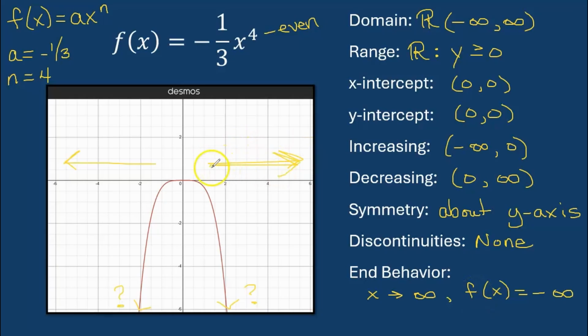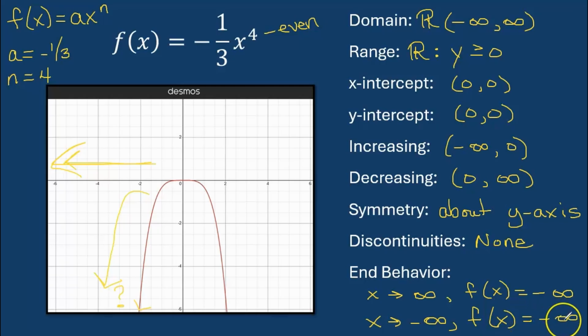As x is going this direction, the function is going down. So as x approaches positive infinity, the function is decreasing. All right, let's check the other direction. As x approaches negative infinity, this direction, what is the function doing? It's also going down. So the function is also approaching negative infinity.